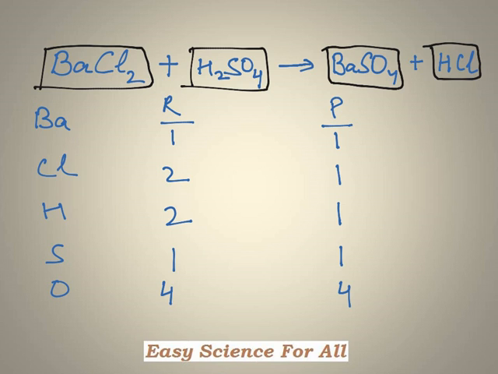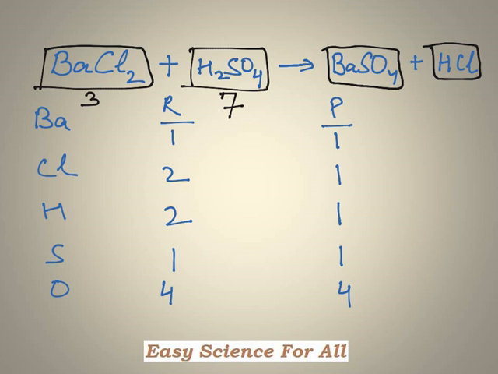In the fourth step, count total number of atoms inside each box and write it down below respective box. So let's start from the left hand side. We can see that in the first box there is one barium atom and two chlorine atoms. So in all there are three atoms. Likewise, in the second box there are two hydrogen plus one sulfur, 3 plus 4 oxygen atoms. So in all there are 7 atoms inside this box.